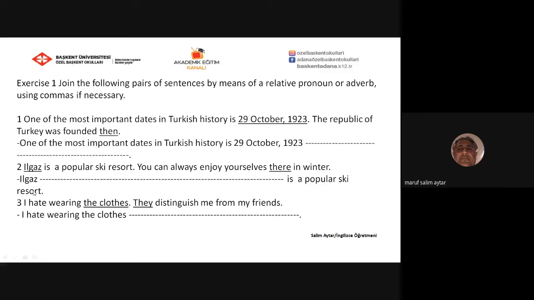In the third one, it says, I hate wearing the clothes. They distinguish me from my friends. So the clothes, do they need definition? Or are we going to give just extra information about them? Watch out, be careful.